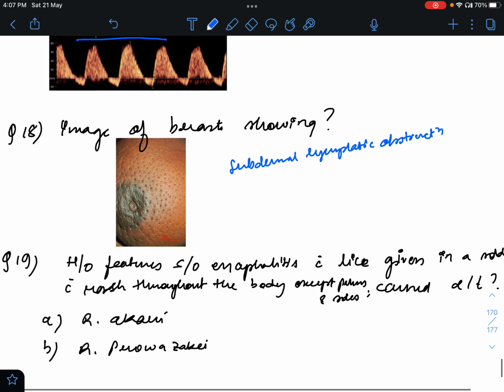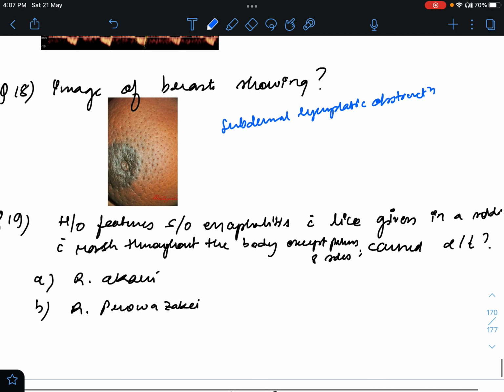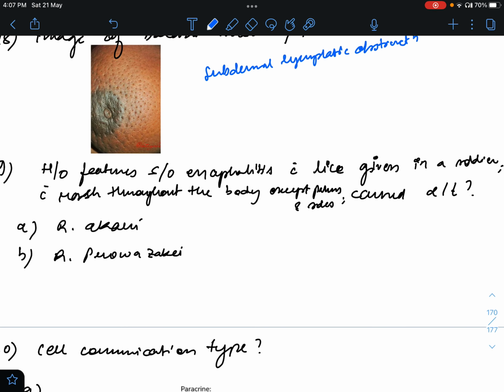Next question, question number 19. There was a history of features suggestive of encephalitis in an army person, with a history of lice infestation in a soldier with rash throughout the body except for the palms and soles. They had asked which Rickettsia caused this. So the answer for this will be Rickettsia prowazekii.